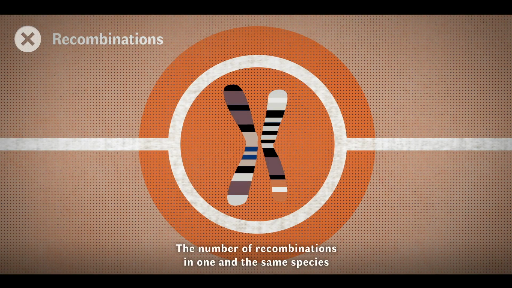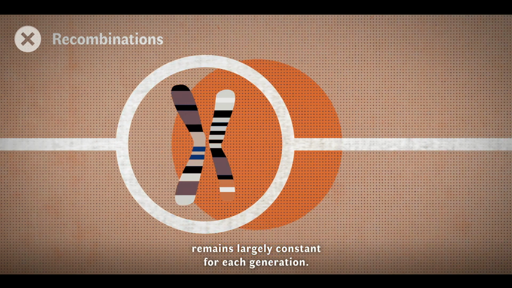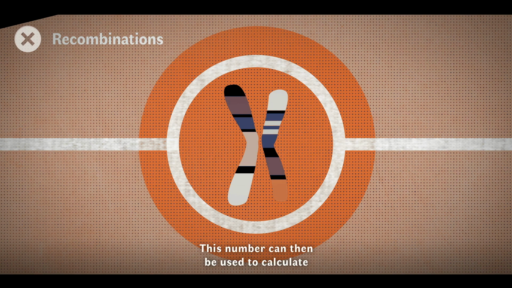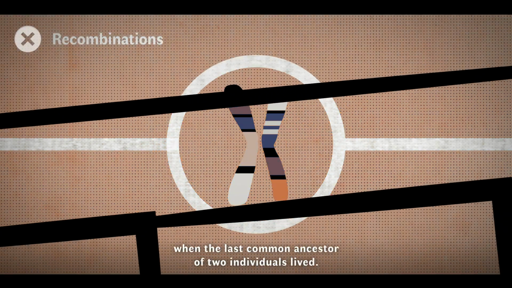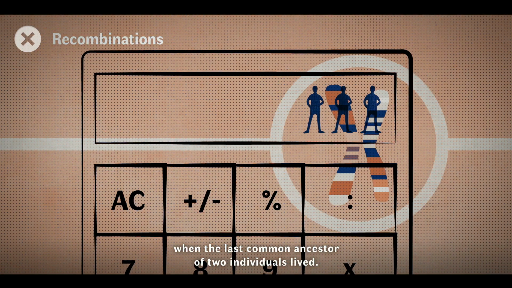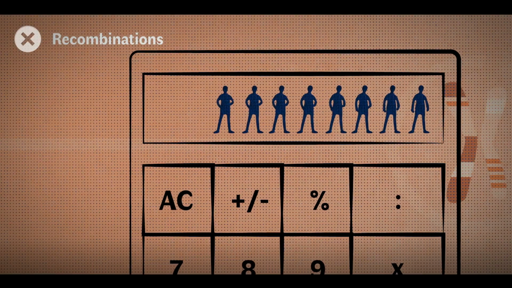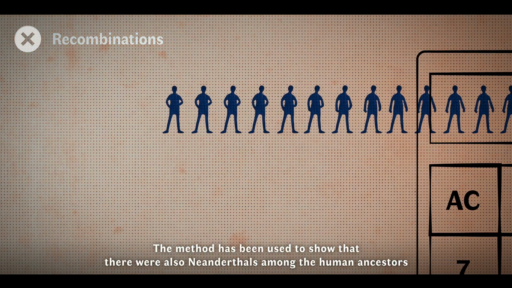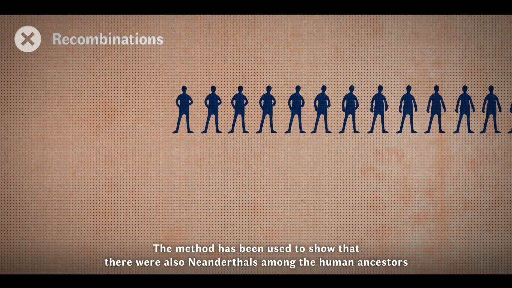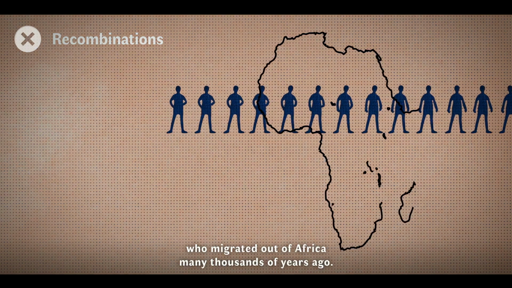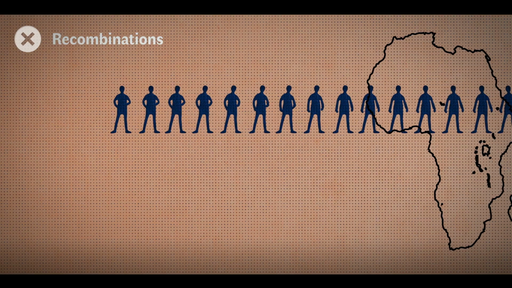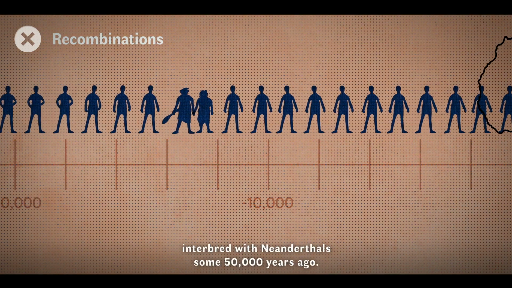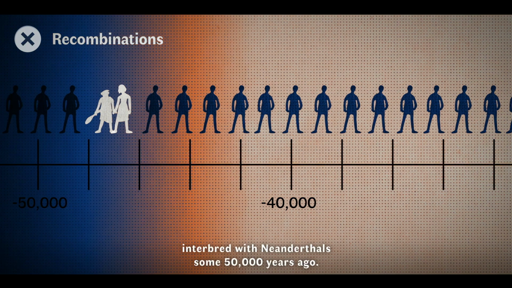The number of recombinations in one and the same species remains largely constant for each generation. This number can then be used to calculate when the last common ancestor of two individuals lived. The method has been used to show that there were also Neanderthals among the human ancestors who migrated out of Africa many thousands of years ago, and that the species of humans living today interbred with Neanderthals some 50,000 years ago.